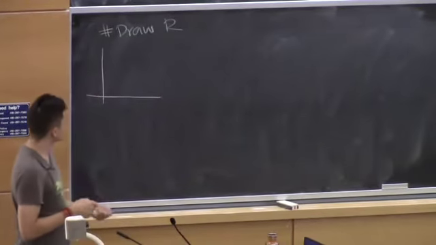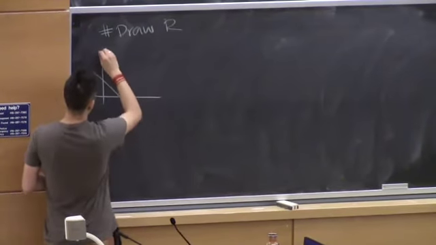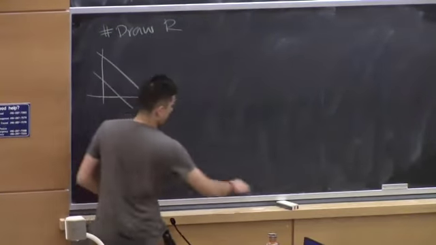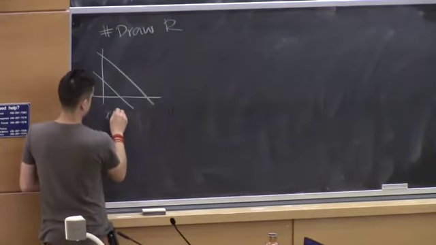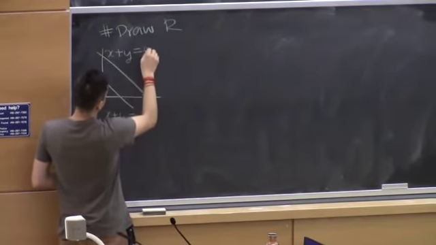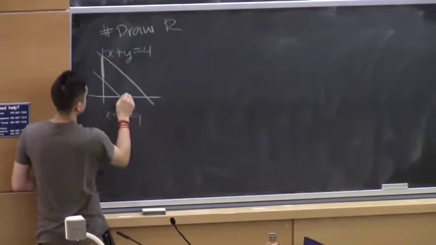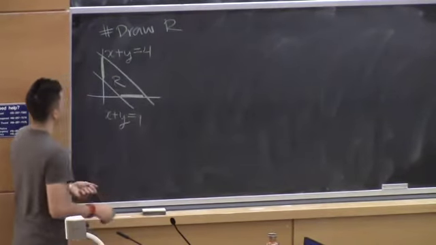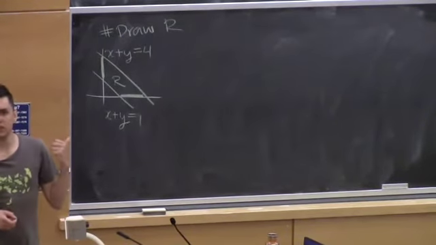Okay, so we're going to be bounded by x plus y is equal to 1, x plus y is equal to 4, and then we're going to be bounded by x is 0 and y is 0. So here's our region in the plane. Okay, so again, this is a complicated region.